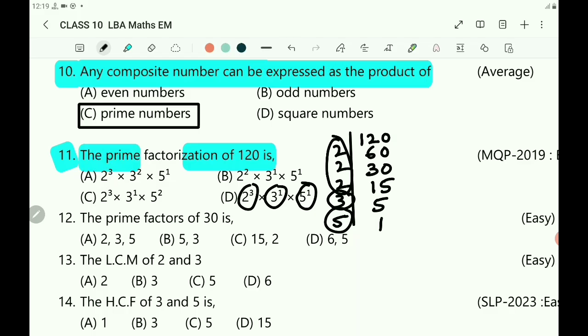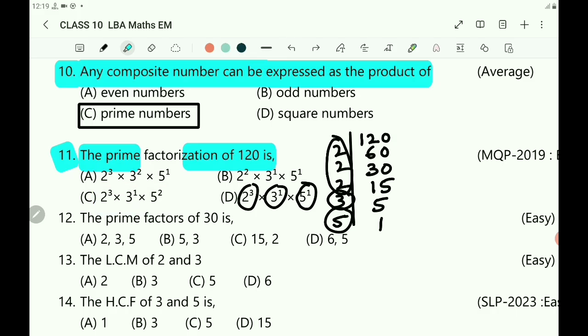The first option, option A, 2 cube, 3 square, 5 power 1. It is not an answer because 3 occurs only one time. Then option B, 2 square, 3 power 1, 5 power 1, because here 2 occurs 2 times, it is not an answer. Option C, 2 power 3, 3 power 1, but here 5 occurs 2 times, but in the answer 5 occurs only one time. It is not an answer.